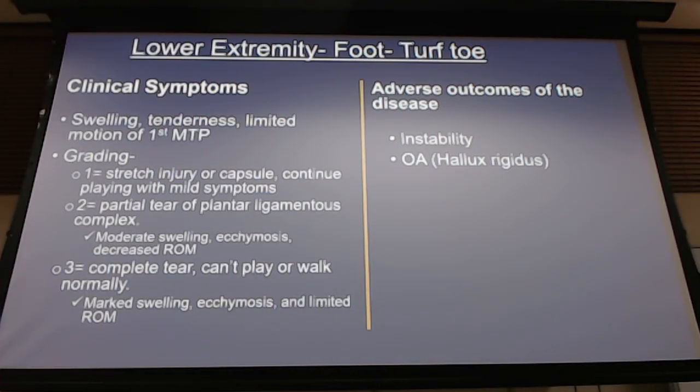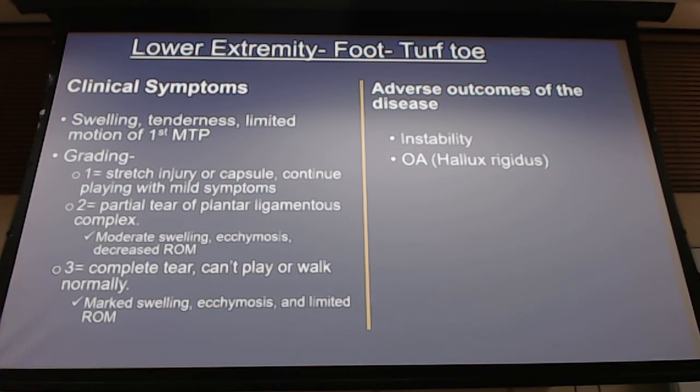How do you treat these? Same as you would for any other condition involving the great toe, right? Rest, NSAIDs, and then you continue to monitor them. Make sure that you stop the offending activity. So if they're playing, then you have to take them off the field. Okay? We grade these and apply different treatment modalities based on our grading.